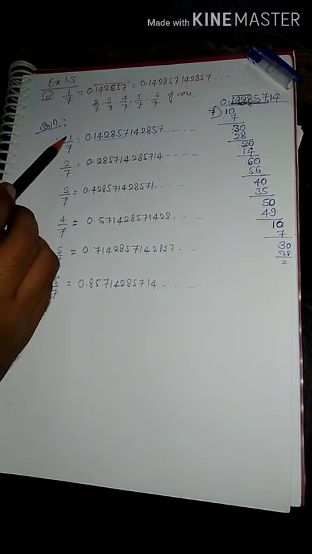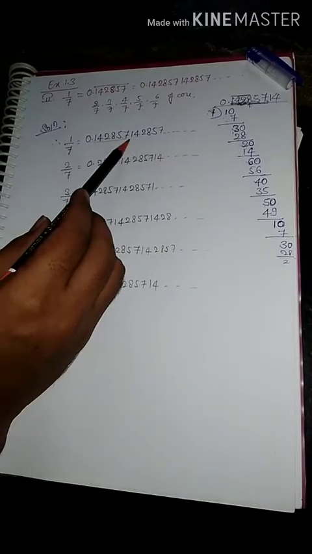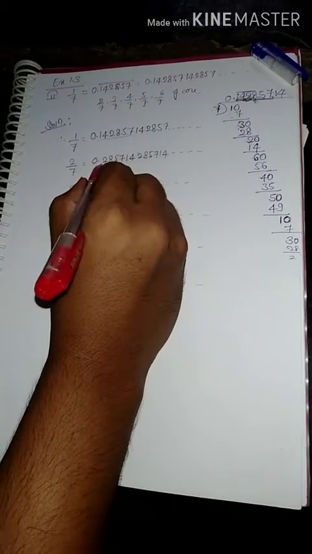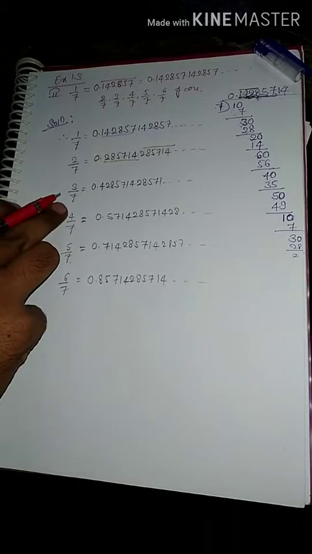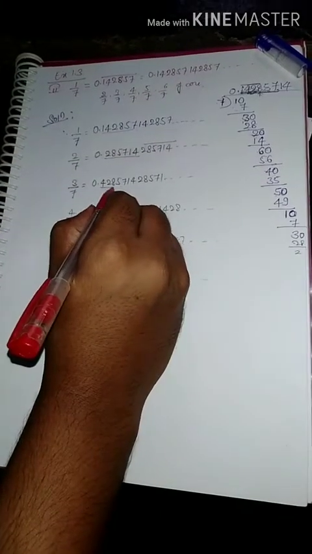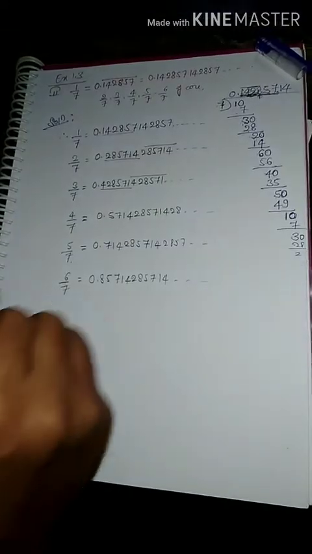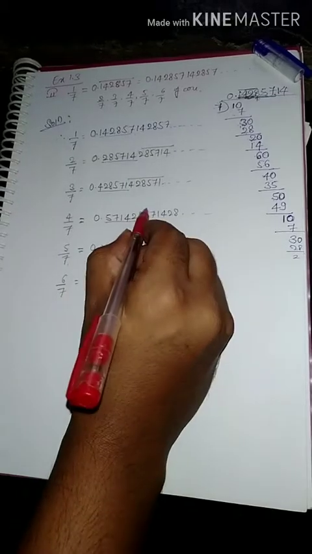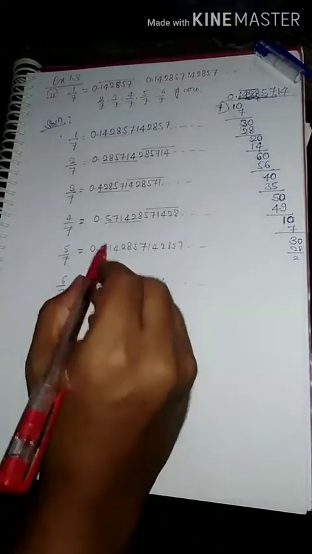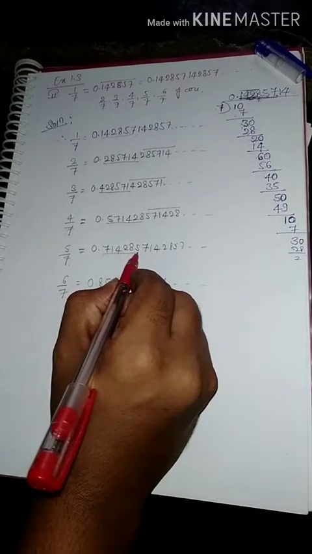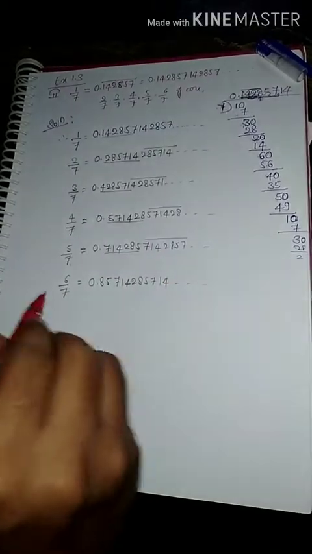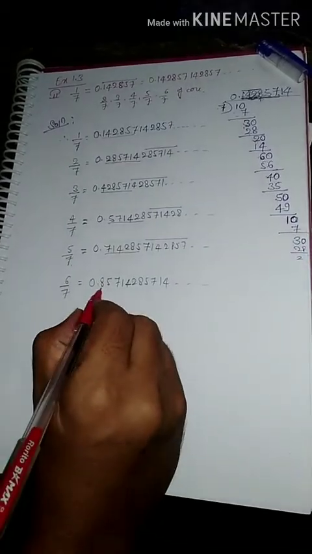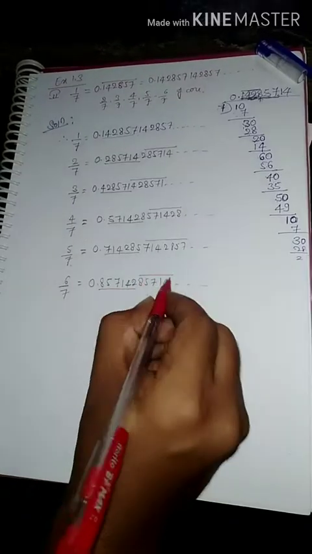See here students, the decimal expansion of 1 by 7 is 0.142857, 142857, and the decimal expansion of 2 by 7 is 285714, 285714, and of 3 by 7 is 428571, and of 4 by 7 is 571428, 571428, and of 5 by 7 is 714285, 714285, it continues again, and of 6 by 7 is 857142, 857142.